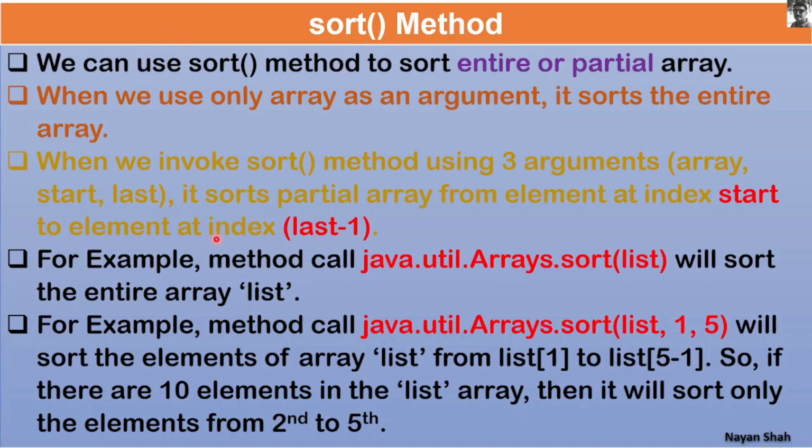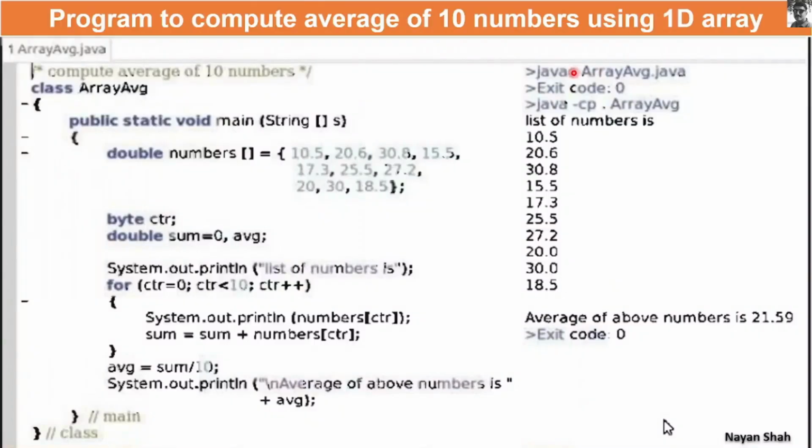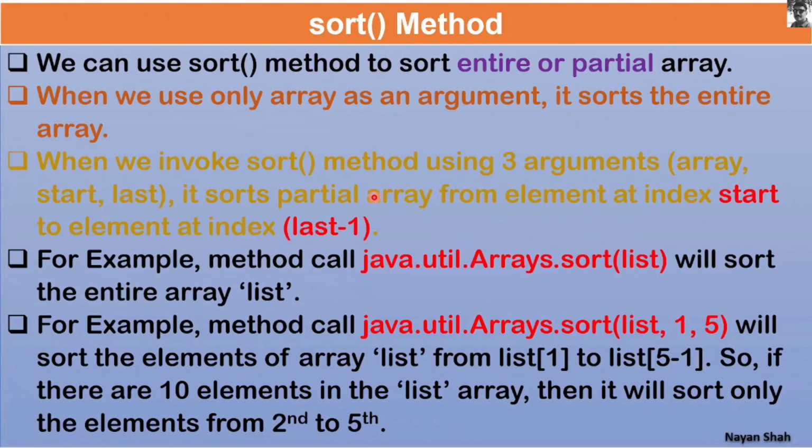But there are a few things you need to have explained. We can use the sort method to sort an entire or partial array. So you have a numeric array, you stored some numbers in that array, and now you want to sort that array. For example, if you want to sort so that the biggest value comes first and then the next, and the last would be the smallest value, you can use the sort method of the java.util.Arrays class.